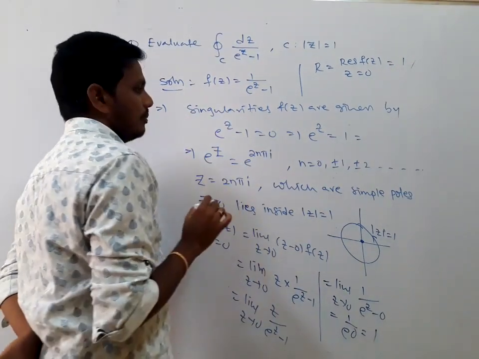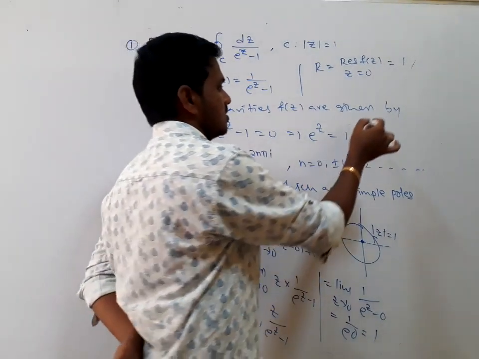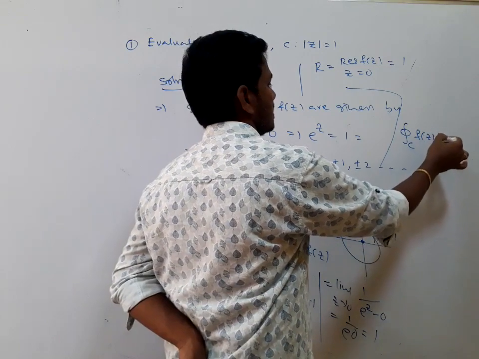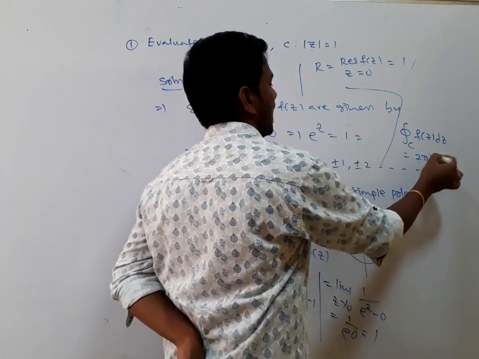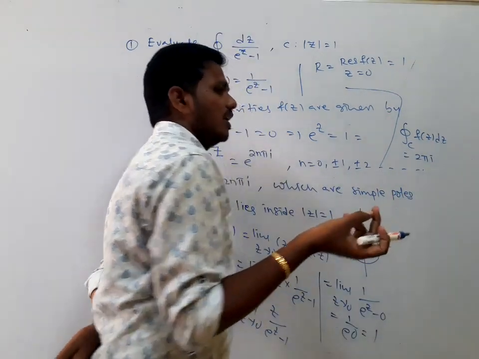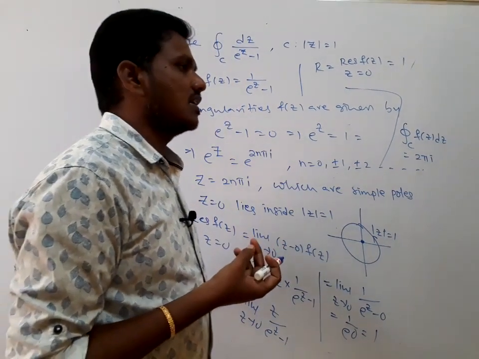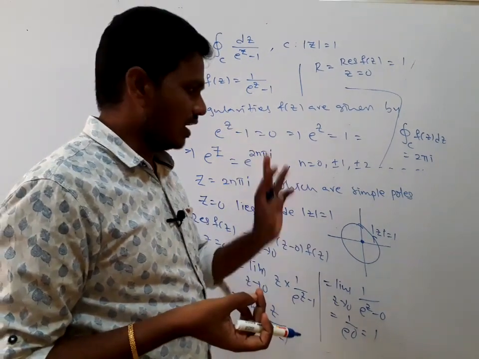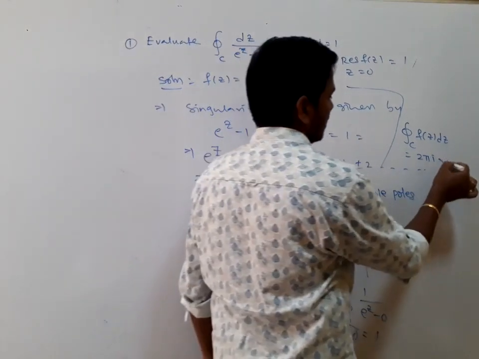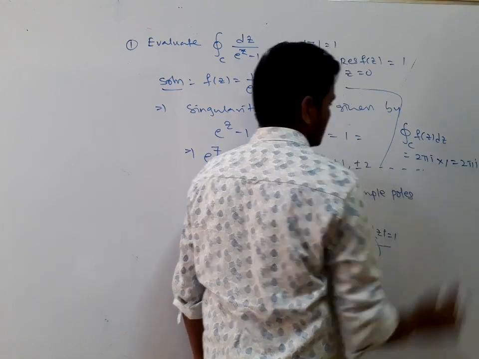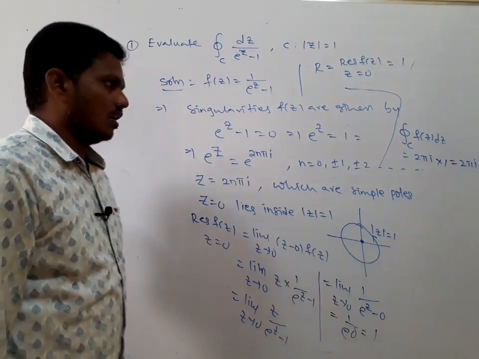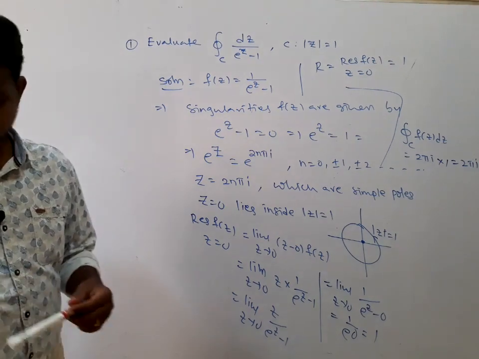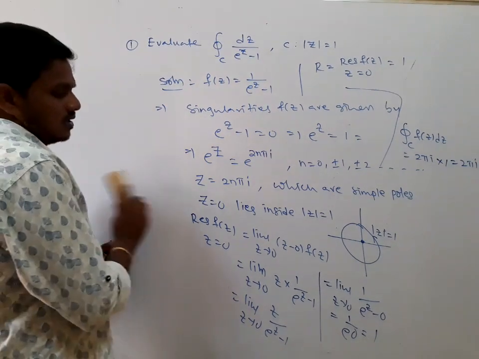By Cauchy's residue theorem, the integral over c of f of z dz equals 2 pi i into the sum of the residues. Only one isolated singular point exists inside the unit circle, so we have only one residue, which is 1. The answer is 2 pi i. This is a great advantage of the residue concept. Okay, next. Is it clear?